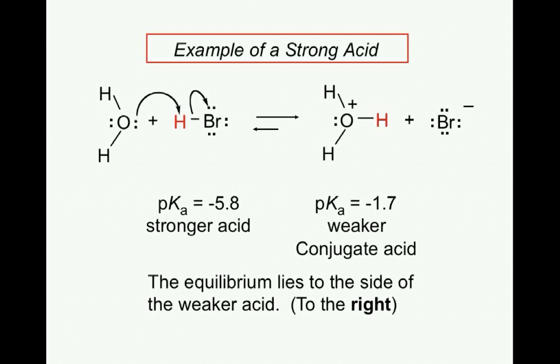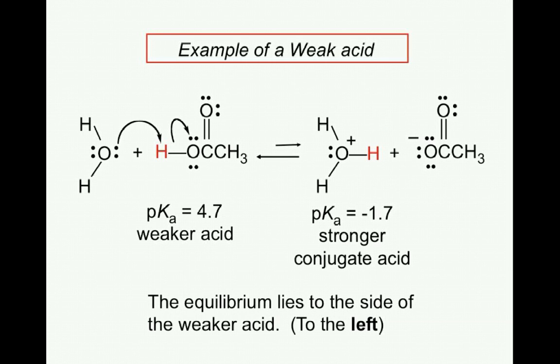If we look at specific examples of strong acids, we can see that the equilibrium of this reaction is to the right because the hydronium ion on the right is a weaker acid than the hydrogen bromide acid on the left. We can see this by comparing the pKa's. Note that the pKa of hydrogen bromide is less than the pKa of hydronium ion, which indicates that hydrogen bromide is a stronger acid. Thus, the equilibrium lies to the right. In this second example, we can see that the equilibrium lies to the left because acetic acid on the left is a weaker acid than hydronium ion on the right. Once again, compare the pKa's to determine the relative strength of each of the acids.